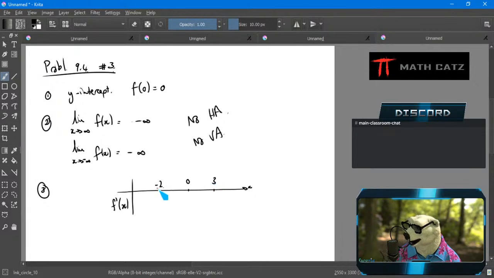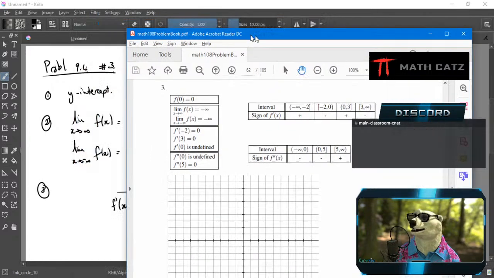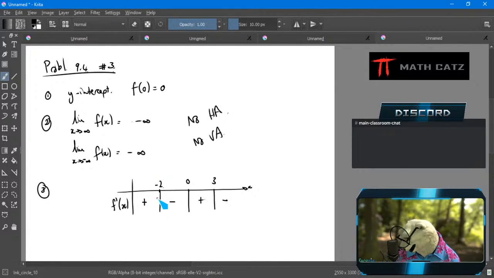All right. Now you don't have to copy these, but I'm doing it anyway. I don't like writing on a PDF. It doesn't look as nice. So I get a plus, a minus, a plus, a minus. Then they also tell me, as they need to, what happens at those x values. -2, 3, and 0. So I get 0, 0, and undefined for the derivative. So I get rid of that line.